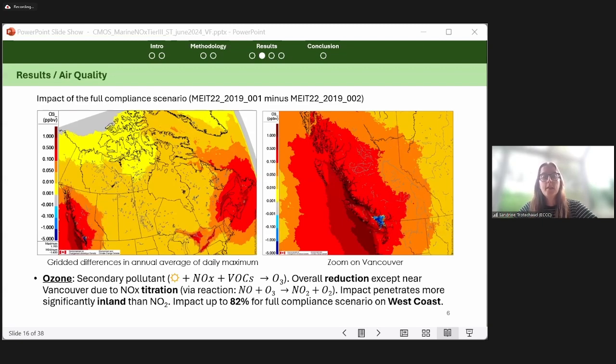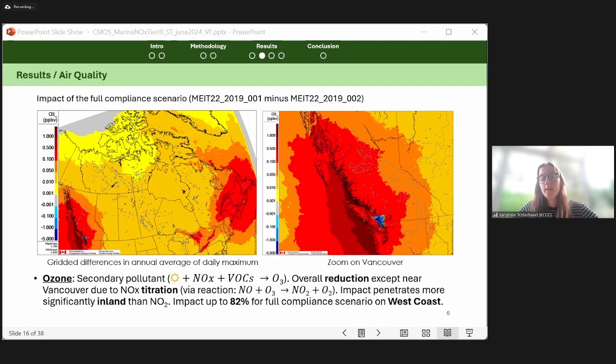We can also see that the impact goes deeper inland because ozone is a more long-lived pollutant than NO2, but with a weaker signal. But this time, which is also interesting to notice, near Vancouver, when you look at the right image, we can actually see an opposite trend. When all the ships comply with the policy, instead of a reduction of ozone concentration over Vancouver, there's an increase in ozone concentration.